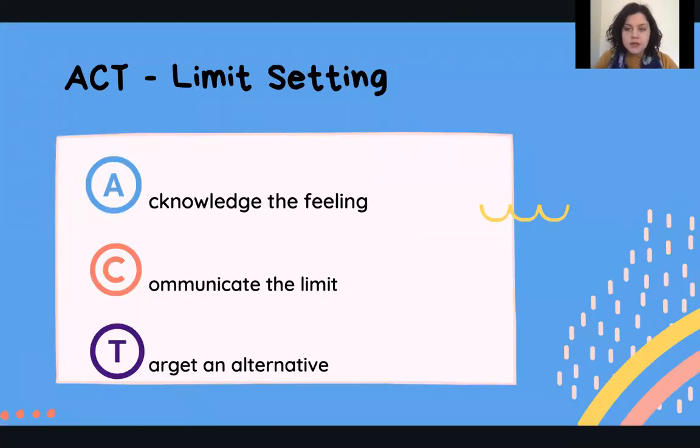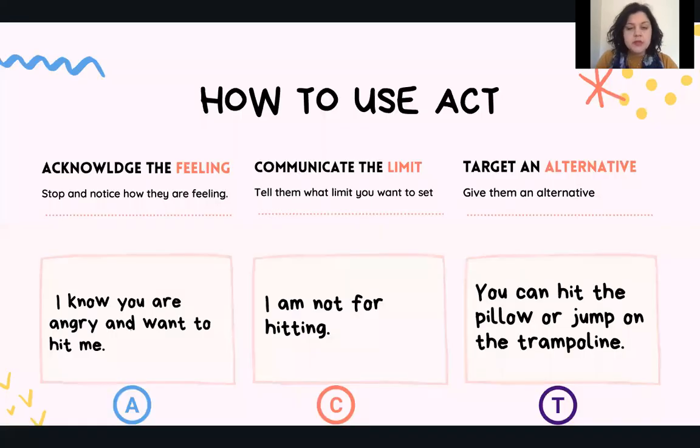I've created this for you so it's a little bit easier for you to see. The first step is acknowledge the feeling. The second step is communicate the limit. And the third step is target an alternative. So how do we actually use this approach? I've given you an example here. This is quite a big example, but I think it will help.